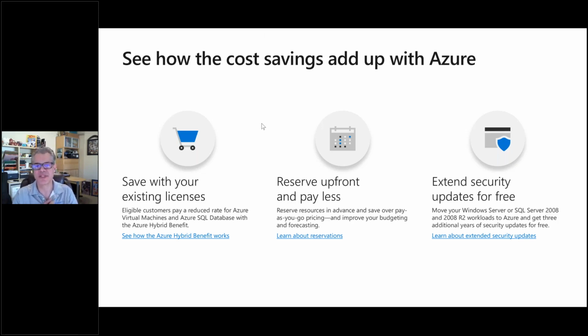The last little piece of this slide is those extended security updates. That's part of the thing I mentioned earlier about when you move SQL Server 2008 or Windows 7 into the cloud, you get extended updates for an additional 3 years.